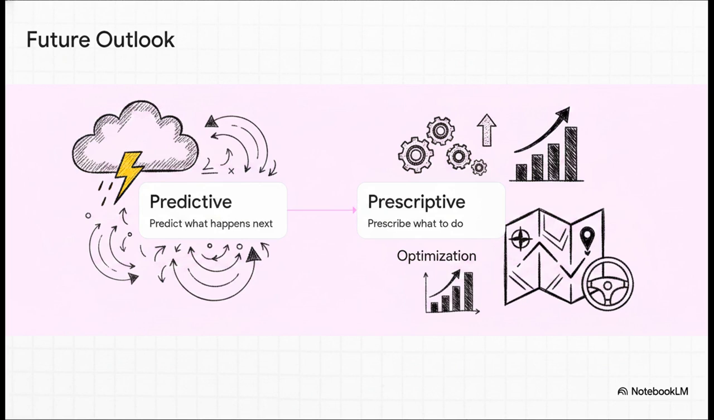Step 1 is predictive analysis, predicting what happens next using heavy hitters like regression, machine learning, forecasting, and classification. But Step 2 takes it to a whole other level with prescriptive analysis, prescribing exactly what you should do about it. Think of it this way.